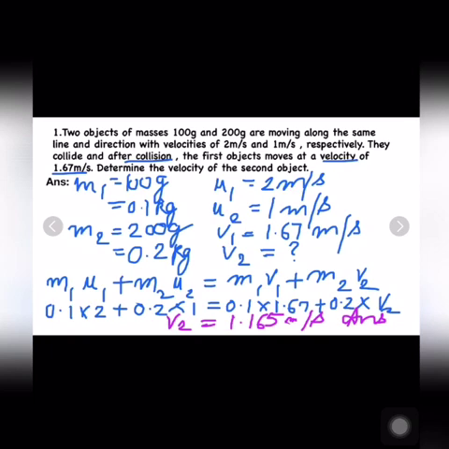So simply all the values are given to you and you have to apply the formula according to the law of conservation of momentum. That is momentum before collision is equal to momentum after collision, and you can find out the missing value. Now let us see another numerical.